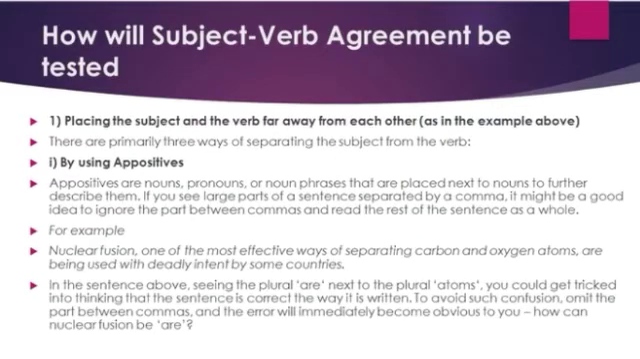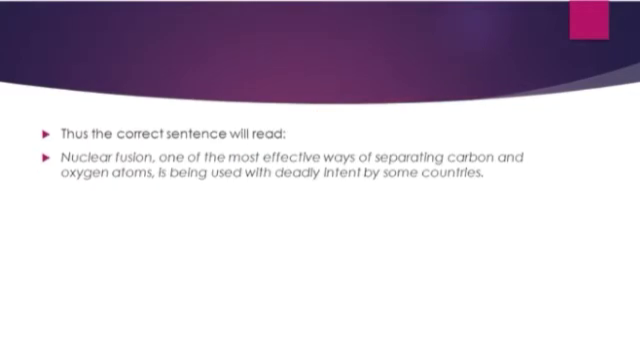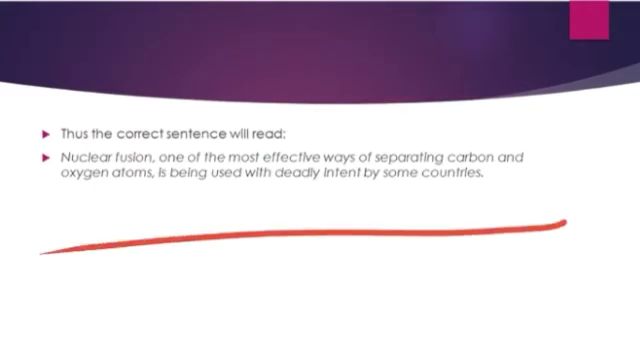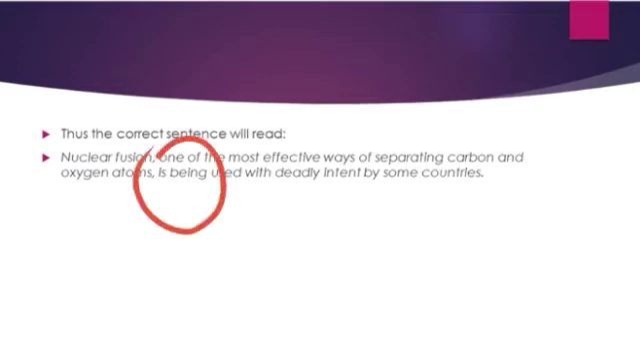Go back. So then you have, like you saw in the sentence above, the plural "are". You will get tricked because you will see atoms over here, but you don't have to see that, because this "are" is basically describing nuclear fusion, right? So the correct sentence will be "nuclear fusion is", like I told you.